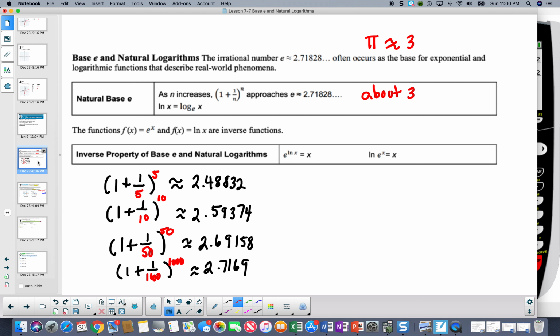Let's take a look at a new number. It's called e. And it's going to be the base that we're going to be using, and it's going to be the inverse that we're going to be looking at also. Now here is e. Now where does e come from?